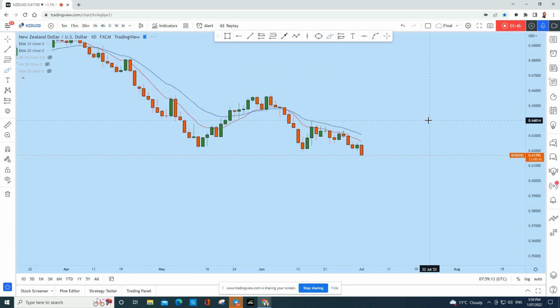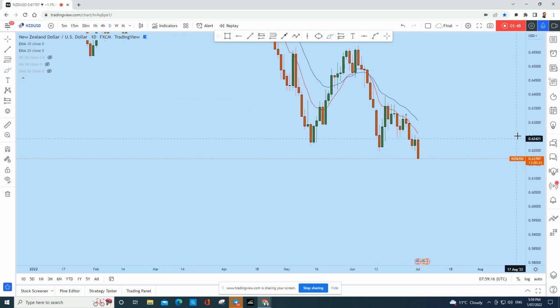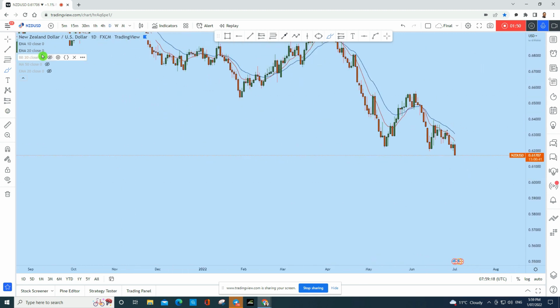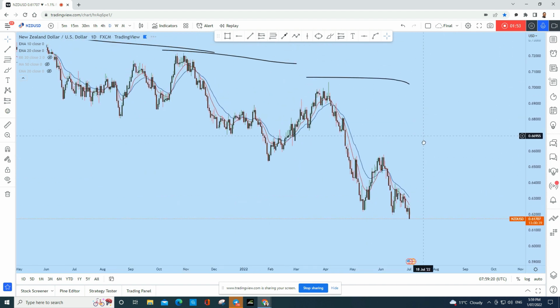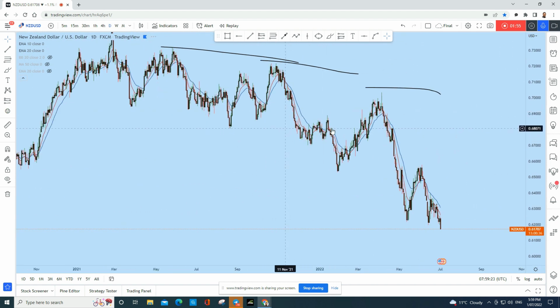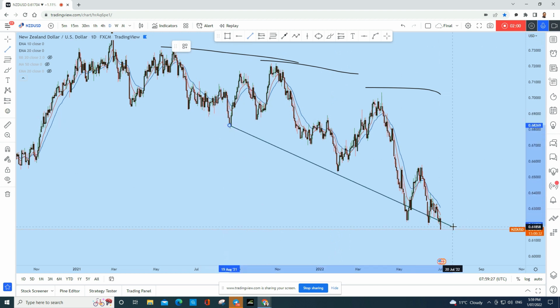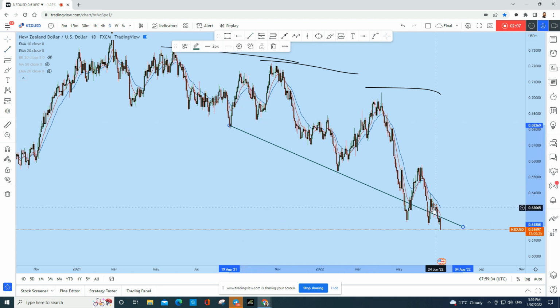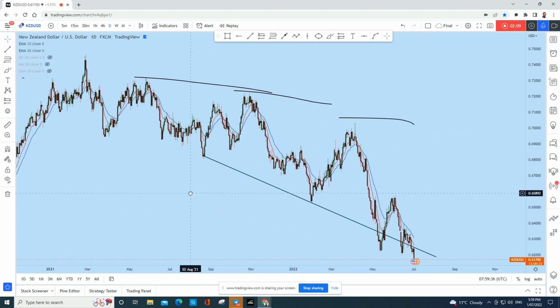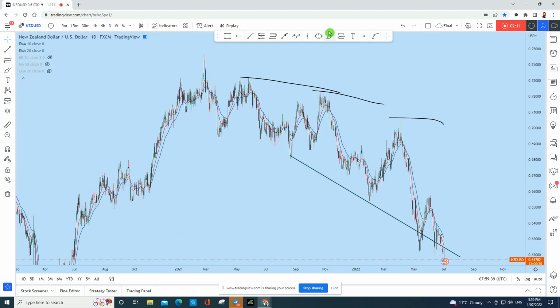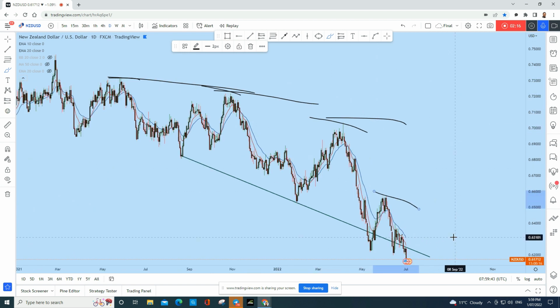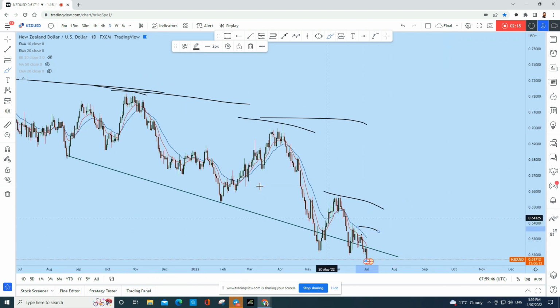Now looking at the daily to see the overall picture, what we see is that the price has created a nice bearish movement. If you look at the overall channel on the daily time frame, we see that the price was moving along this channel. If you draw a trend line, it may not be exact because the channel was dynamically moving, but if you look at the top of the channel, you can see very clearly that the price was creating a series of lower highs and breaking to the downside.